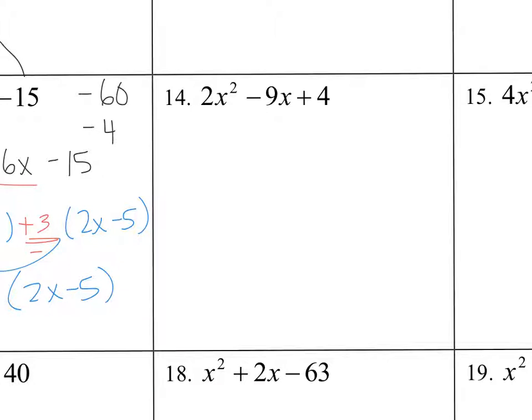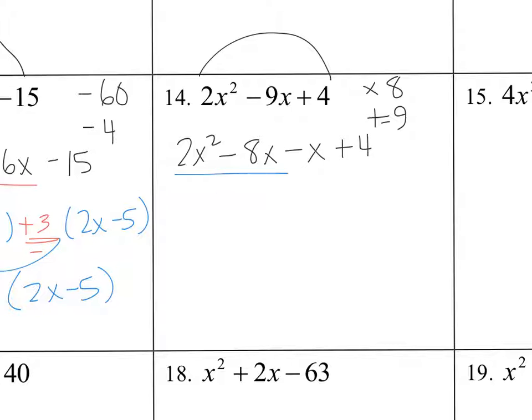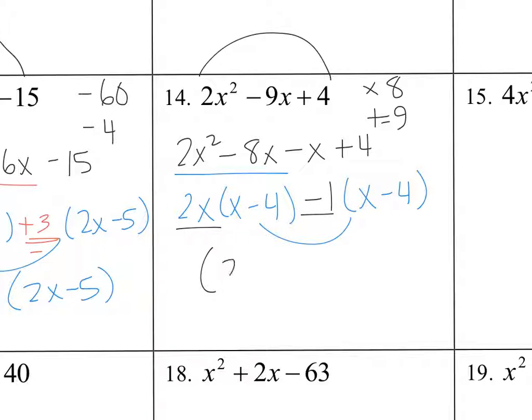Okay, number 14, same thing. There's not a greatest common factor. So I'm going to do factors of 8, because 2 times 4 is 8, that add to negative 9. So that's going to be negative 8x and negative x. Factor out the greatest common factor of 2x, and then copy down the x minus 4 right here. So this number had to be negative 1. So I'm going to put the outsides together.